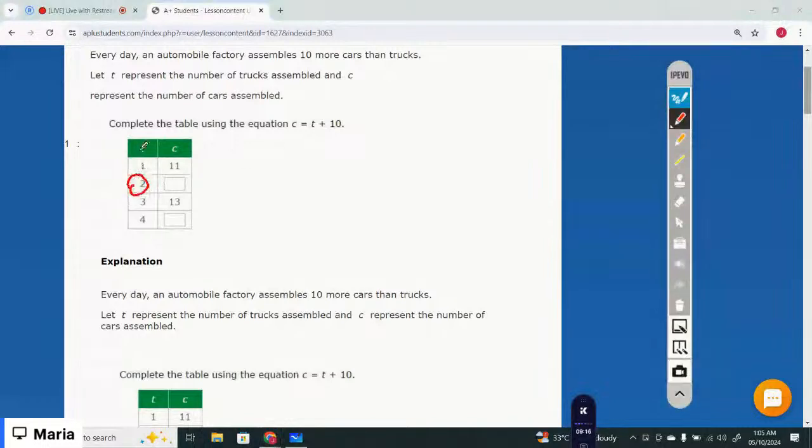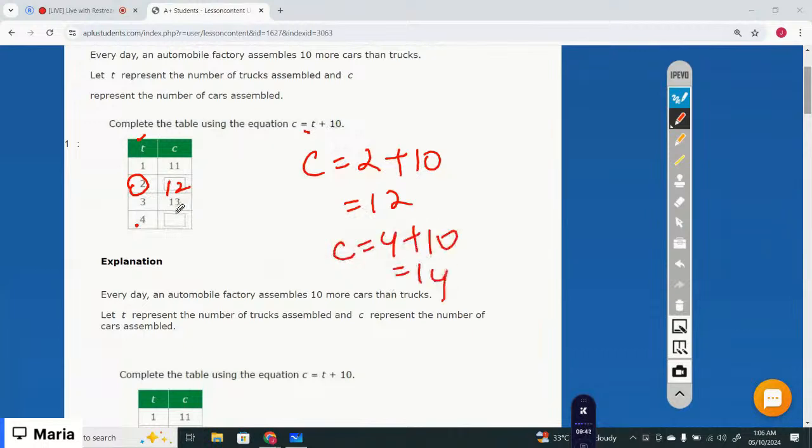Here you are given T equals 2. So replace the T with 2 in the equation, that is 2 plus 10, and 10 plus 2 is 12. So that means when T equals 2, C equals 12. Got it? The next one is you have to find when T equals 4, the value of C. So replace the T with 4. C equals 4 plus 10, so 4 plus 10 is 14. Got it? So basically you need to use the given equation. You need to put the values of the variables and you can find the value of the missing variable, right?